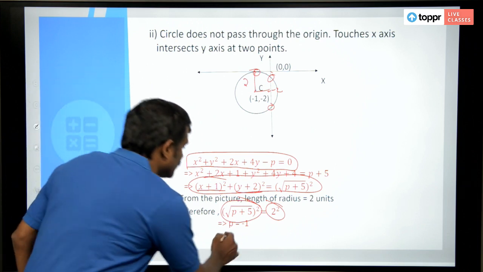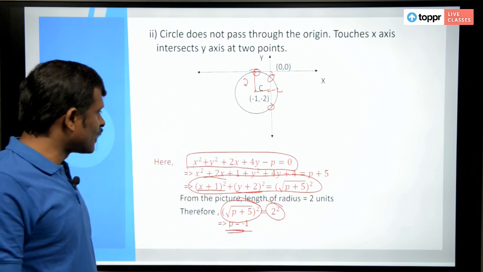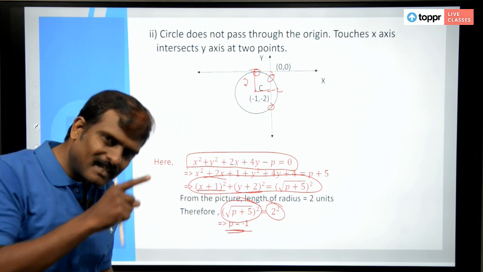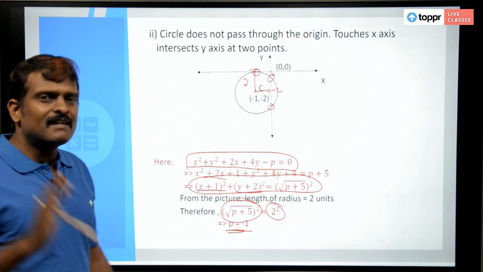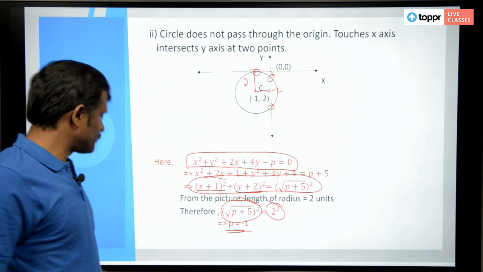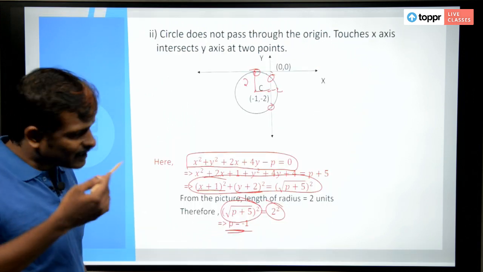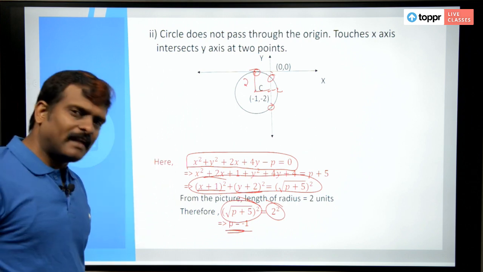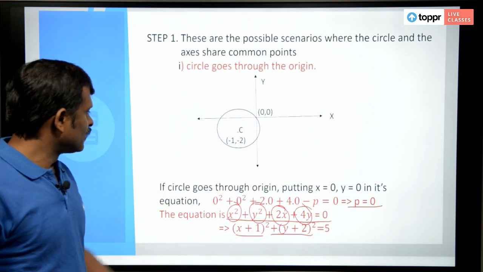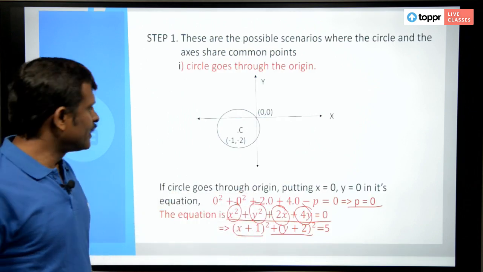So, what am I getting here? P is equal to minus 1. This is one more possible case. So far we got two cases. One is where the circle is passing through the center and intersecting both the axes, where we have x intercept and y intercept. Now, here it is cutting the y axis but touching the x axis, and here p is equal to minus 1, and there we got p is equal to 0. Two values we got, right guys.